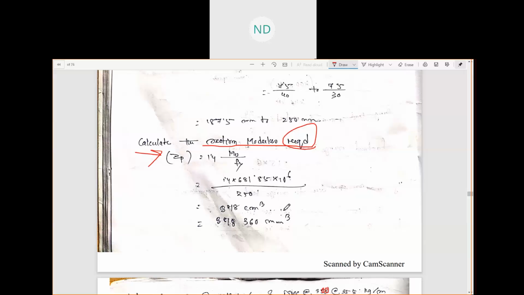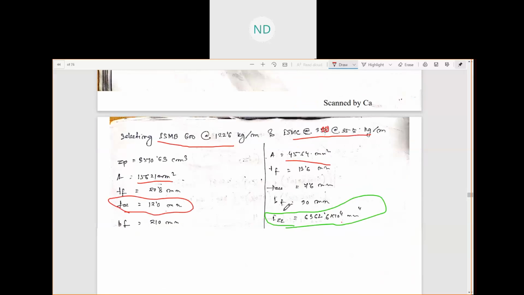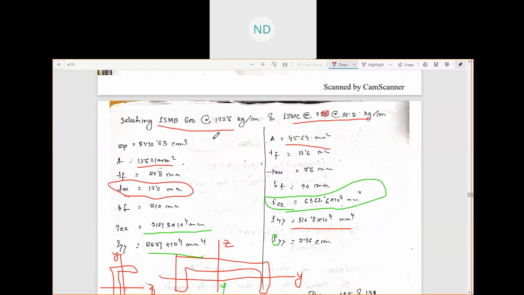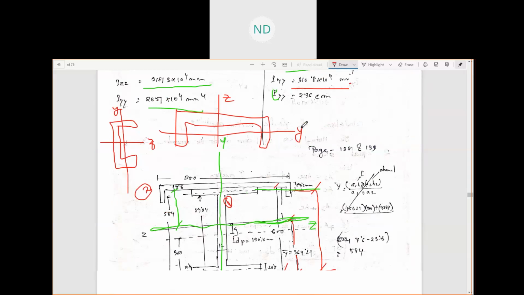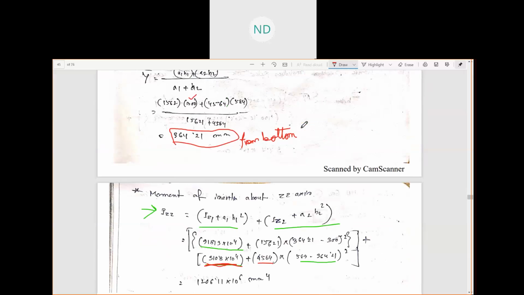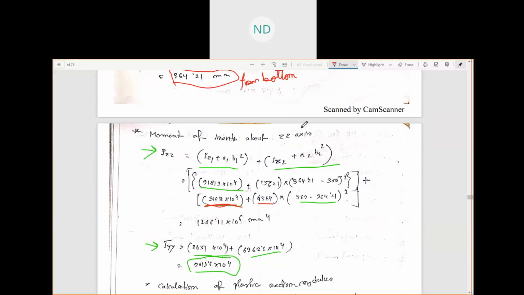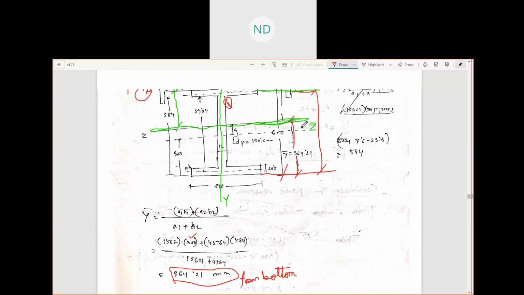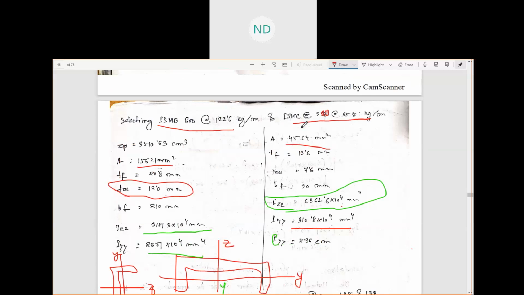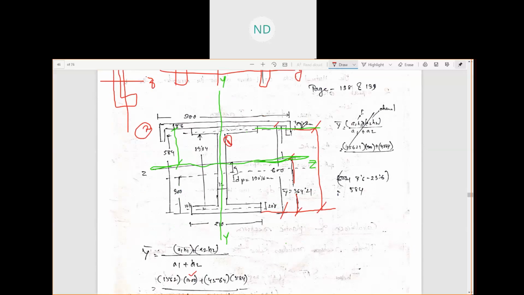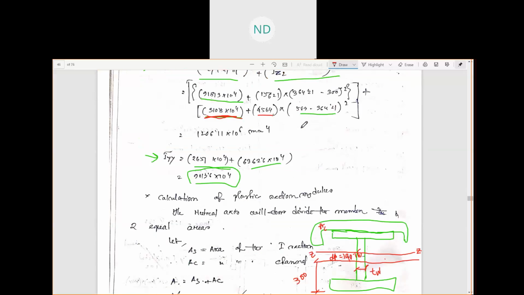But if it is less, after selecting your I section, your ISMB and ISMC, when you find out the section modulus, that will be your design section modulus. That means how much section modulus you are getting when you are using these two sections, ISMB 600 and ISMC 300. So we are going to compare that section modulus with the section modulus calculated.